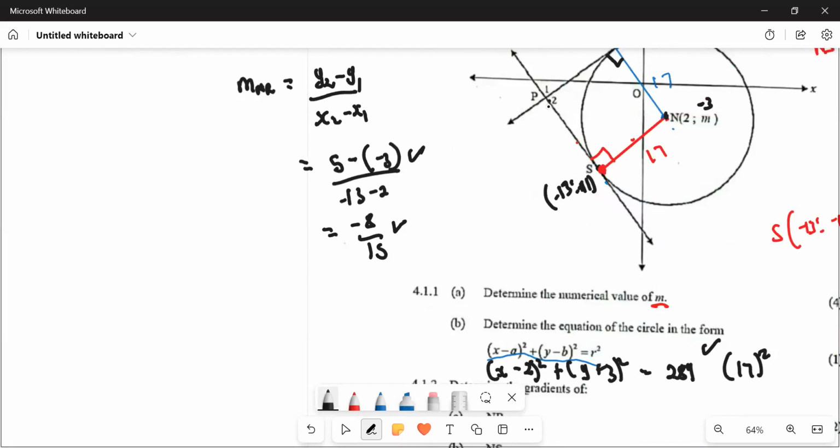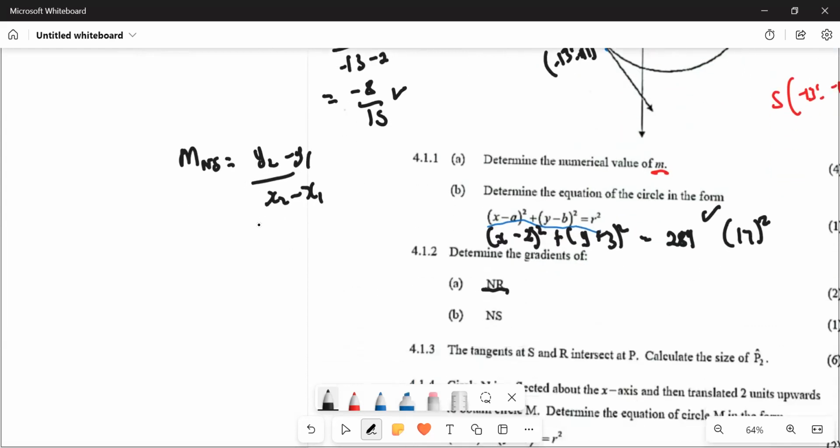We want to get the M of PS. No? Oh, we want to get the M of NS. Okay, how would you get M of NS? We're going to say M of NS again is going to be given by y2 minus y1 all over x2 minus x1.